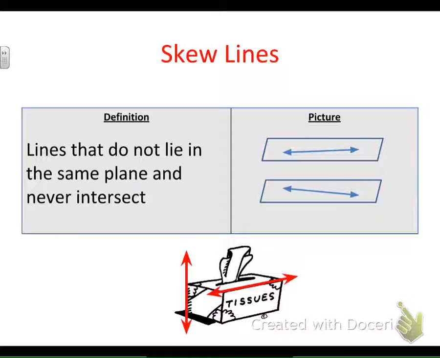Skew lines. Lines that do not lie in the same plane and they never intersect. Okay, so it would be like a box, a tissue box, how we see here. How one of them is going this way, one line, and the other line is on the other side of the box going up and down.